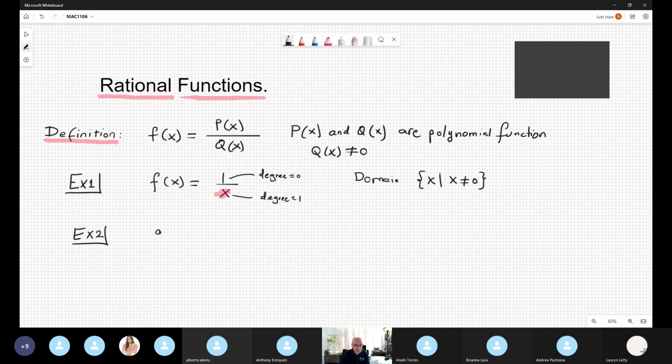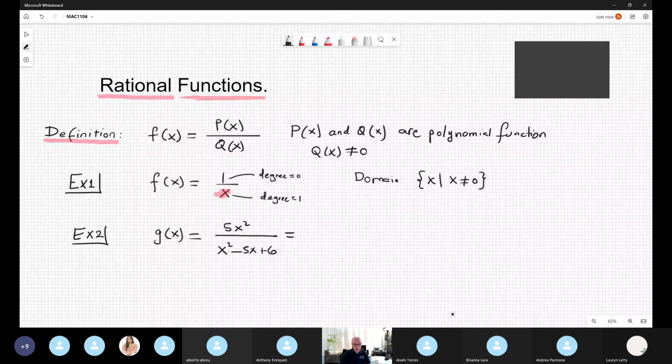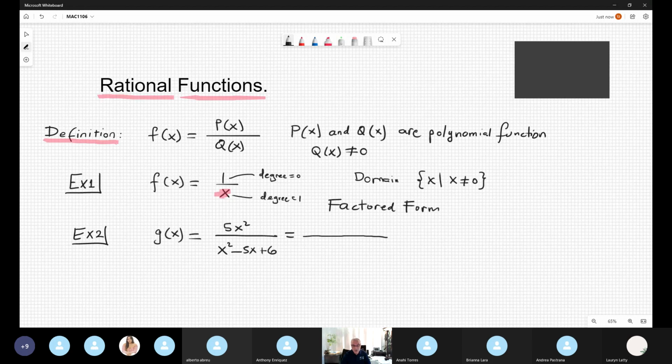Example 2, a little bit more interesting. Suppose we have 5x squared in the top, and in the bottom we have x squared minus 5x plus 6. Now, one important thing you should always do in the analysis of a rational function is express the given function in factored form. What does that mean? Factorization. You factor the polynomial in the top, and you factor the polynomial in the bottom.